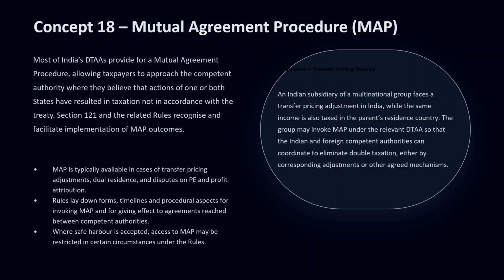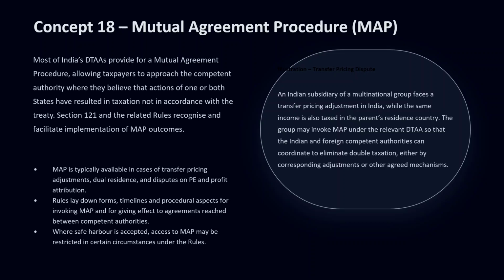If we see a small example here, an Indian subsidiary suffers a transfer pricing adjustment in India, which leads to double taxation because the corresponding income is already taxed in the parent's jurisdiction. So in that case, the group may seek MAP under the relevant DTAA.